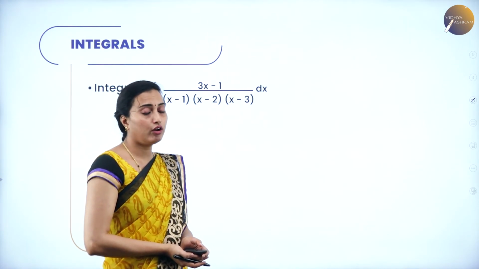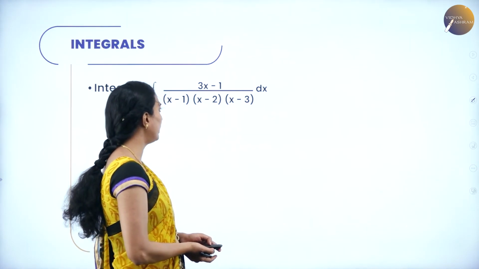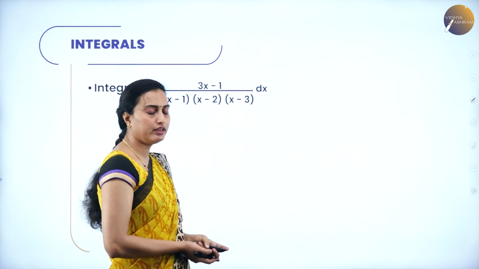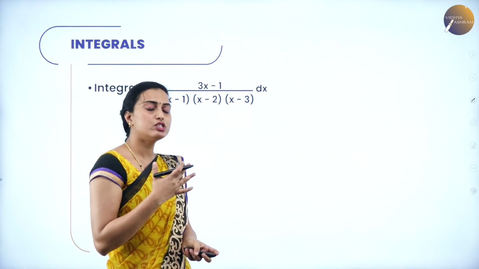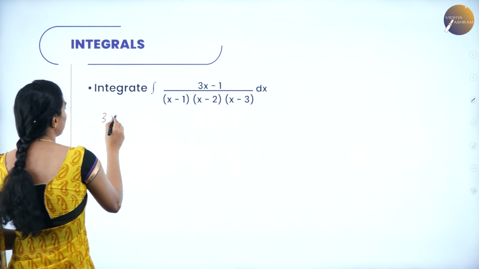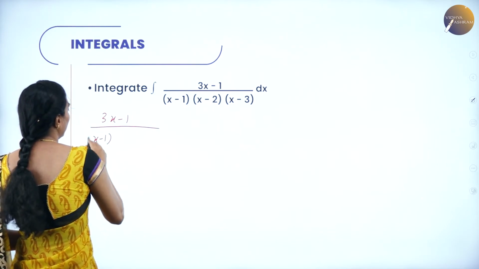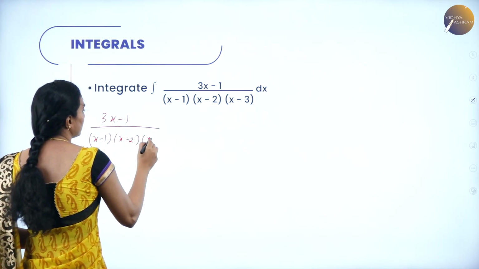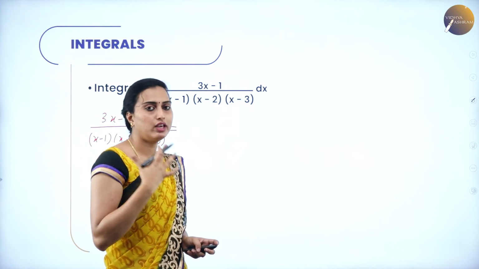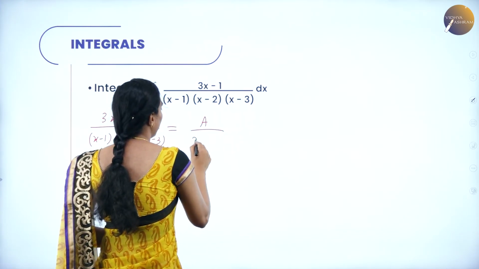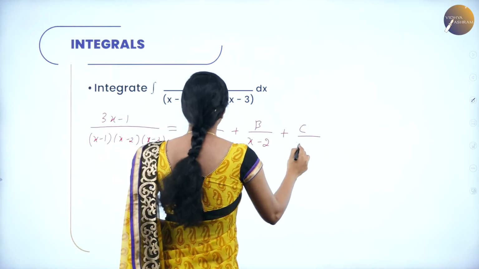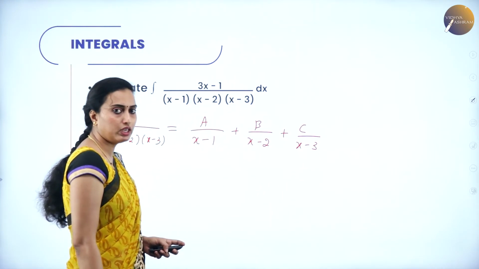What they've asked: integral of 3x minus 1 divided by x minus 1 into x minus 2 into x minus 3. So therefore here the numerator degree is lesser than the denominator degree. Denominator degree is 3, numerator degree is 1. Therefore 1 is lesser than 3. You can write 3x minus 1 divided by x minus 1 into x minus 2 into x minus 3, which is of the partial fraction form px plus q divided by x minus a into x minus b into x minus c, which is a divided by x minus 1 plus b divided by x minus 2 plus c divided by x minus 3, because you are having a cubic equation in the denominator.